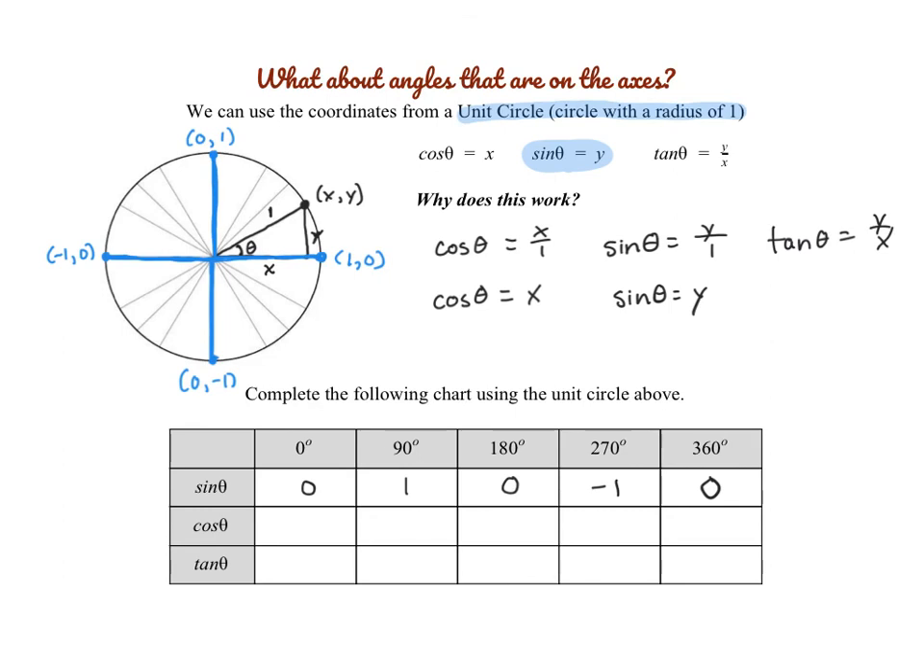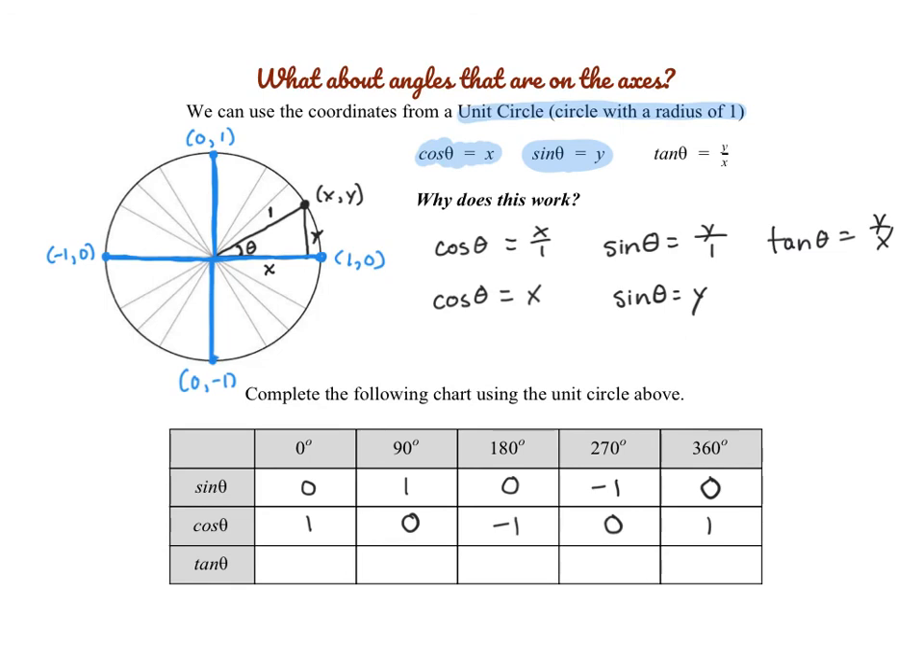Now let's do cosine. So remember, the cosine can be found by looking at the x value of all of our coordinates. So we're going to look at all of our x values. For 0, the x value is 1. So the cosine of 0 is 1. The cosine of 90 is 0. The cosine of 180 is -1. The cosine of 270 is 0. And the cosine of 360 is 1.